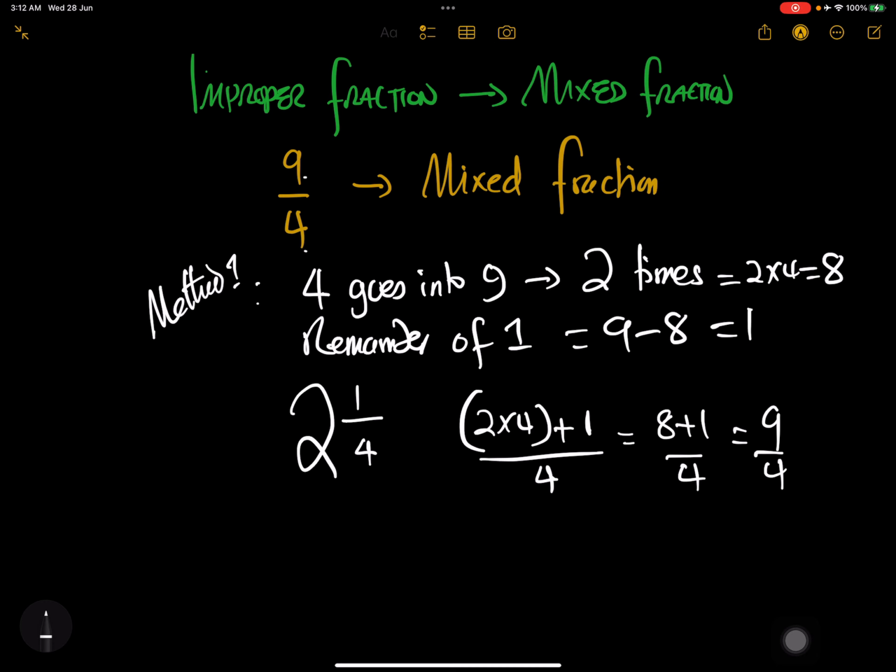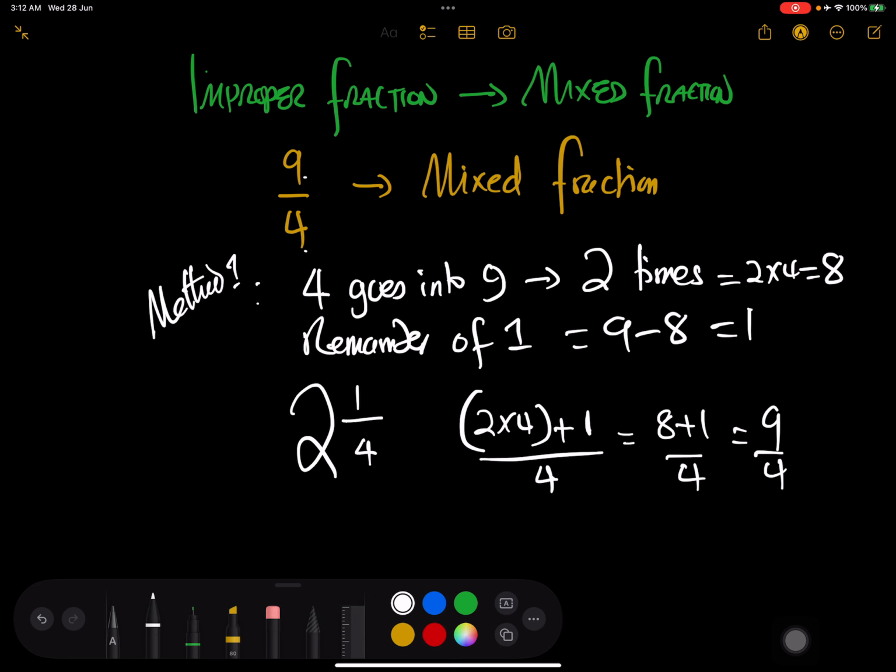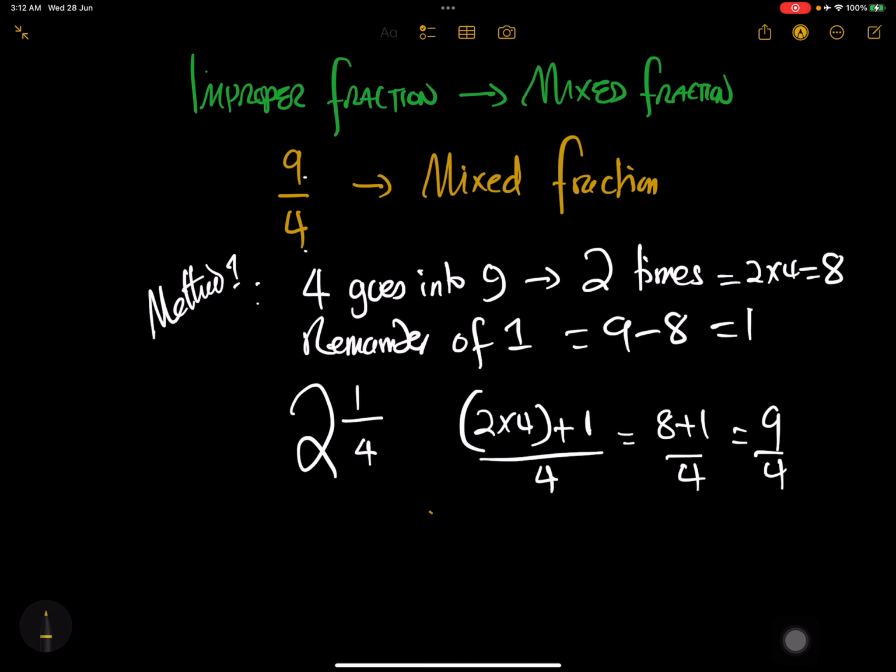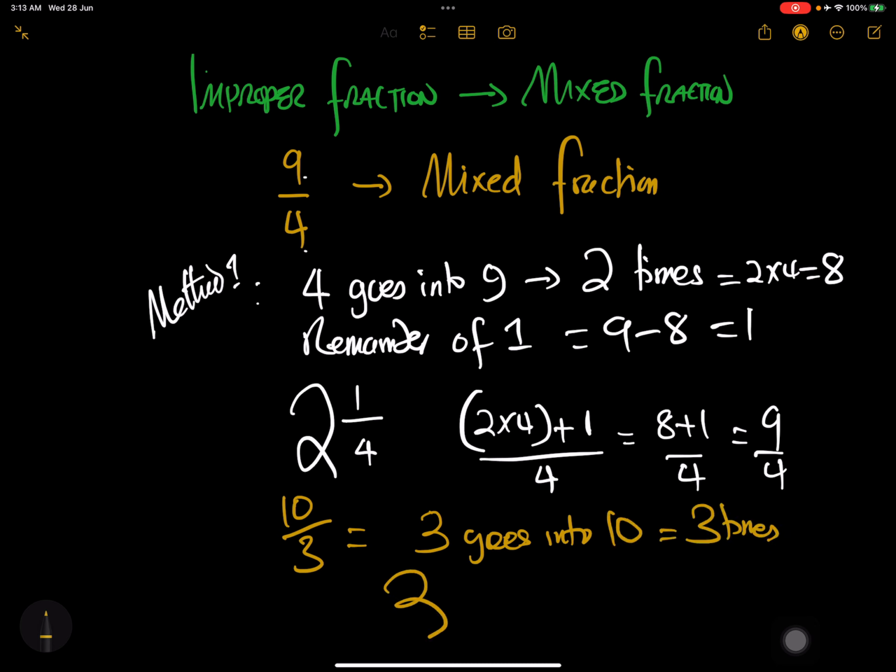Let's take maybe another example for the same method 1. Let's say that we have 10 over 3. We are saying that 3 goes into 10 how many times? It's 3 times. So that's 3 whole number, and there'll be a remainder because 3 times 3 is 9. So there'll be a remainder of 1 to give us a 10. So remainder 1 divided by the denominator, and then there you have it.